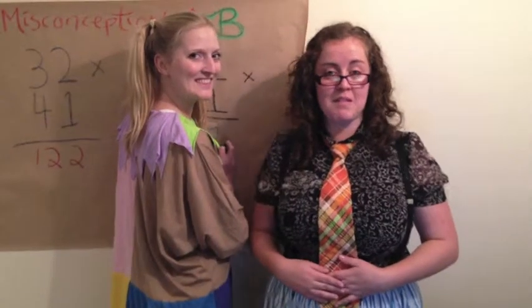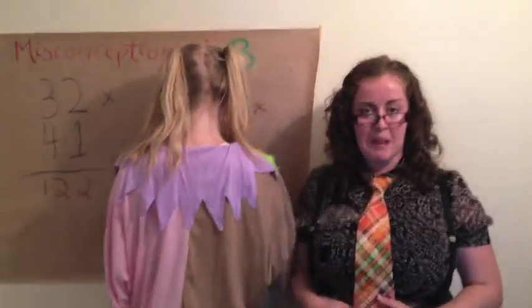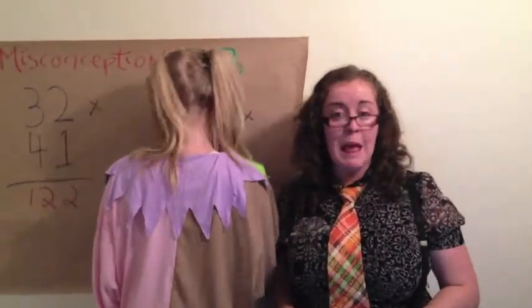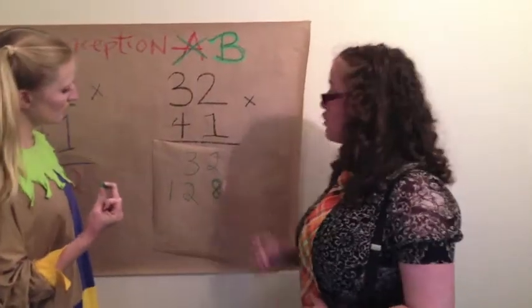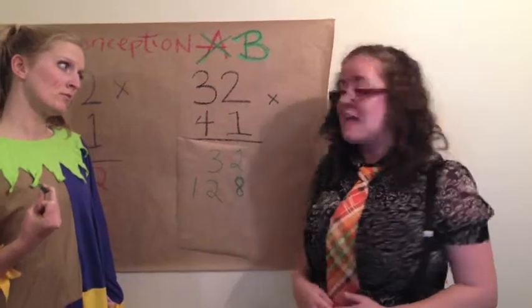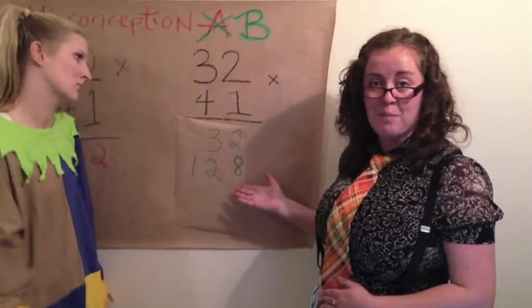Now let's model misconception B. In this misconception, the student multiplies the numbers following the correct process, but doesn't understand the place value in two-digit numbers. They don't treat the numbers as whole numbers. This can be seen where the student hasn't added a 0 to the ones column.